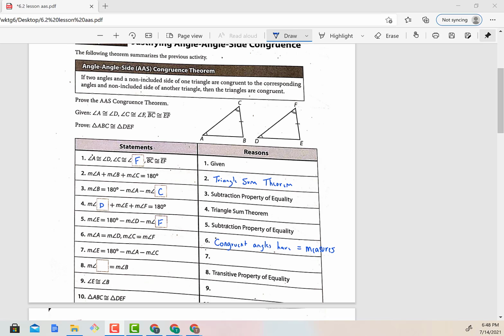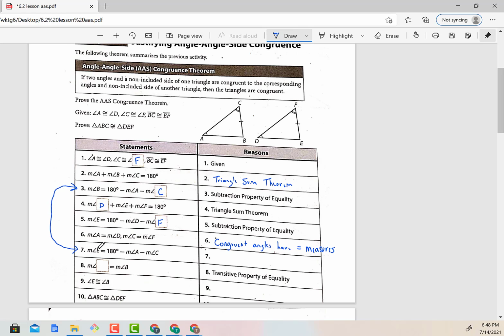So, step 7, think about this carefully. Step 7 looks almost identical to step number 3. See if you can compare those two steps and determine the only difference. The only difference is they've substituted the measure of angle E at the beginning of that equation.